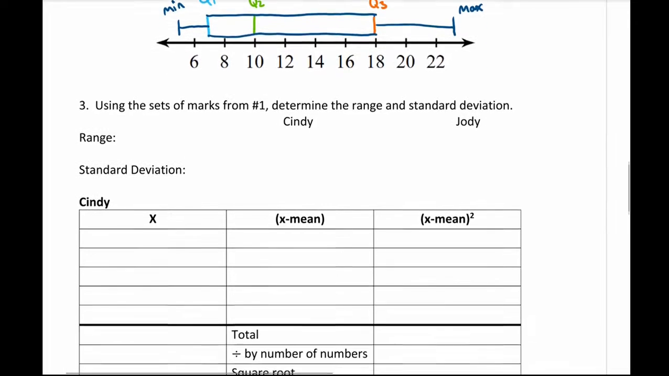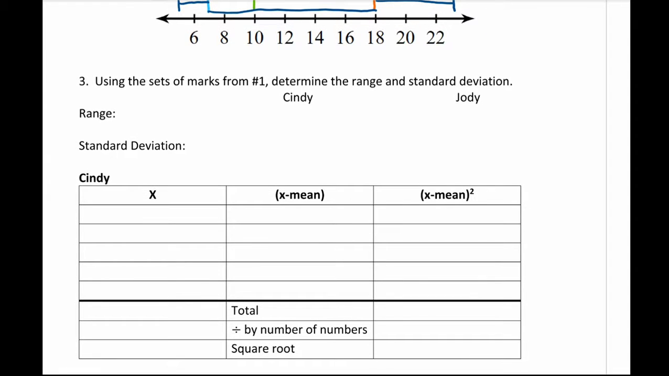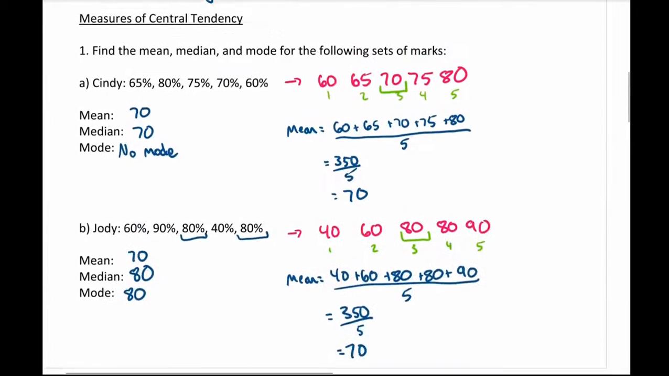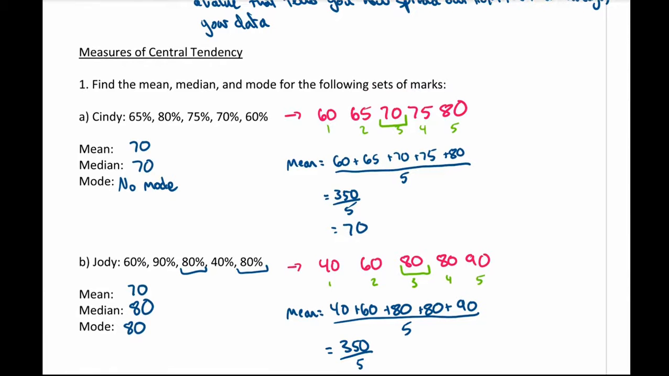What we want to do for number 3 is, using the set of marks in number 1, determine the range and standard deviation. So the range for Cindy, if we go back up and look at our marks, we're doing the highest minus the lowest value. So in this case, it's 80 minus 60.